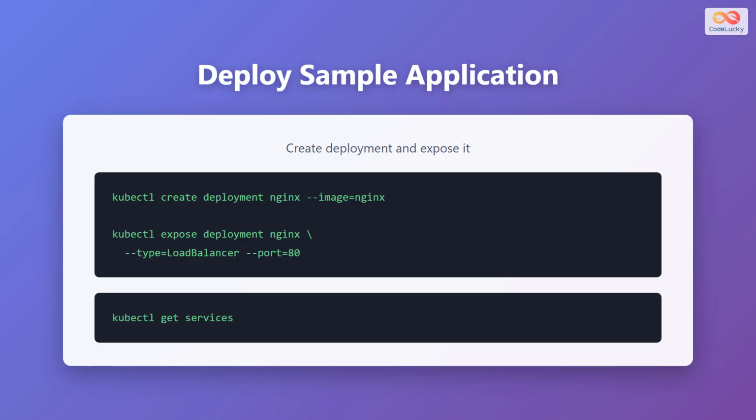Next, expose the deployment to make it accessible from outside the cluster. Run kubectl expose deployment nginx with type set to LoadBalancer and port set to 80. This creates a service that provisions an AWS Elastic Load Balancer automatically. Finally, check the service status by running kubectl get services. After a minute or two, you'll see an external IP address or hostname assigned by AWS. You can access your Nginx application using this address in a web browser.